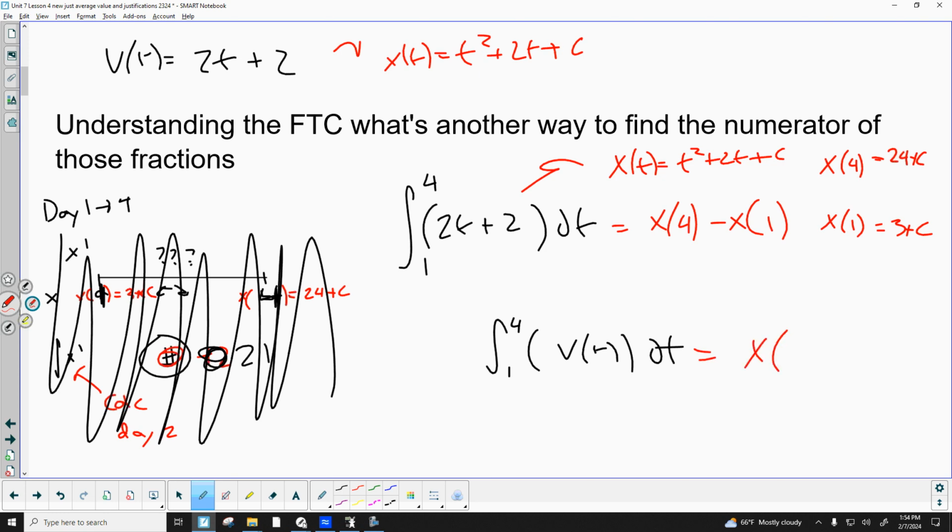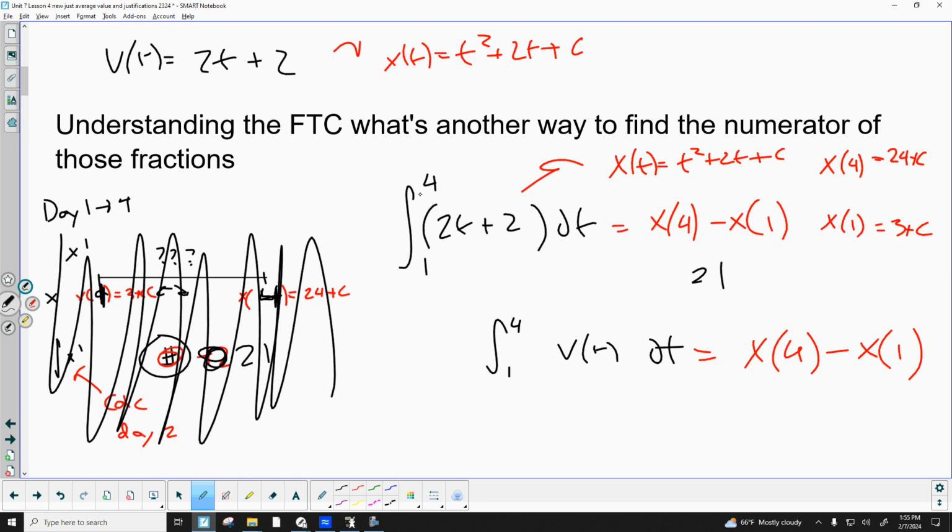So here's what I need you guys to write down. That the accumulation of your velocity can be found using the antiderivative, your position at 4 minus your position at 1. And boom, we got 21. Calculator, no calculator. Calculator, type it in. You don't have to take an antiderivative. Your calculator can accumulate that velocity. No calculator, you have to take an antiderivative.